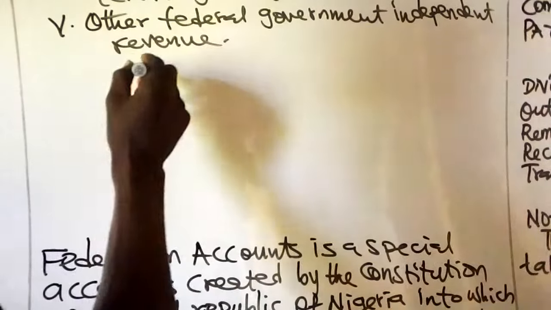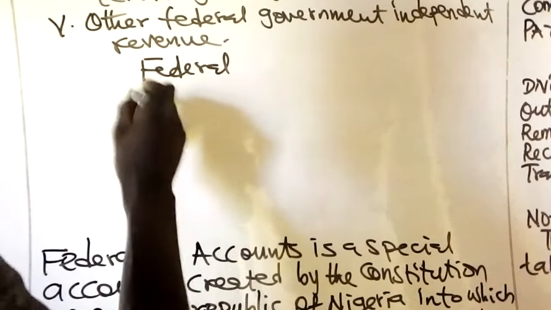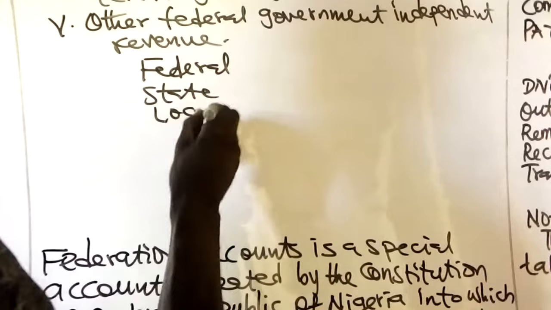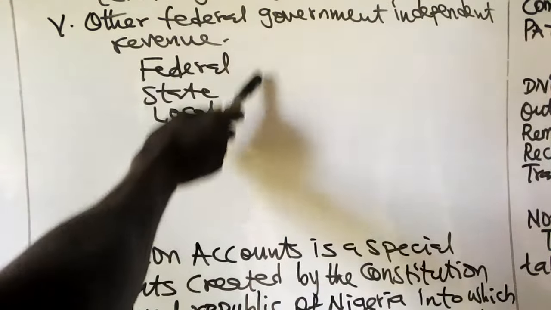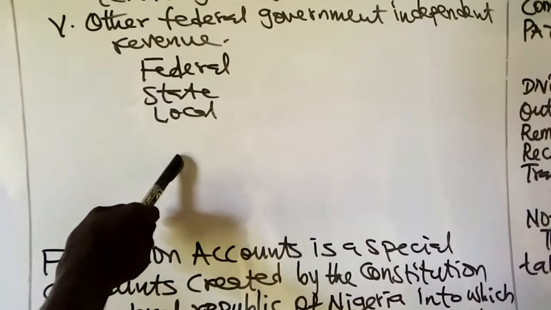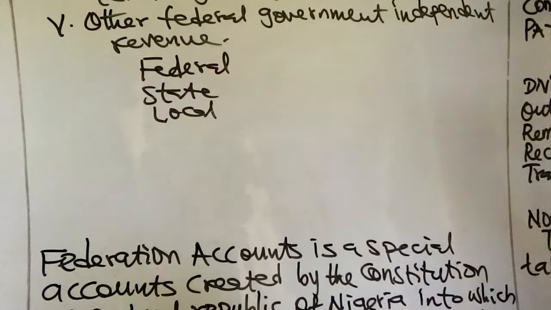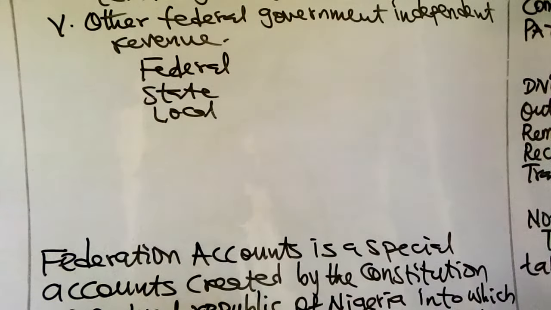So when you share the revenue, you are going to share the revenue from Federation account between federal government, state government, and the local government. That is why we say Federation account is a distributable pool account from which allocations are made to federal, state, and local governments, on such terms and manner prescribed by law.